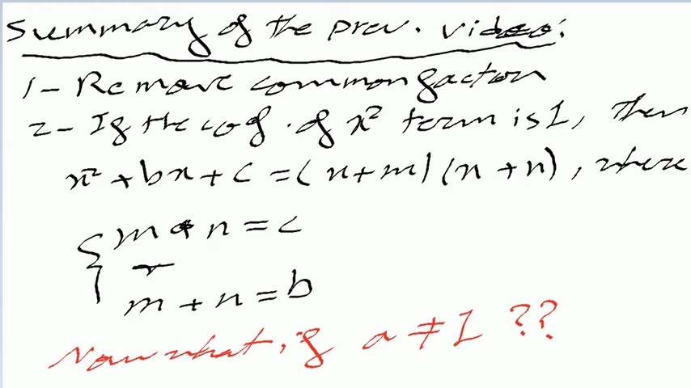Remember, if we want to factorize a polynomial, the first thing to check is if we can remove a common factor. If this is possible, this will be great. If we have a common factor, then this will be great.